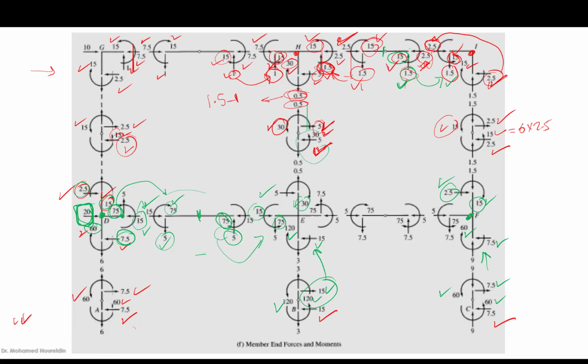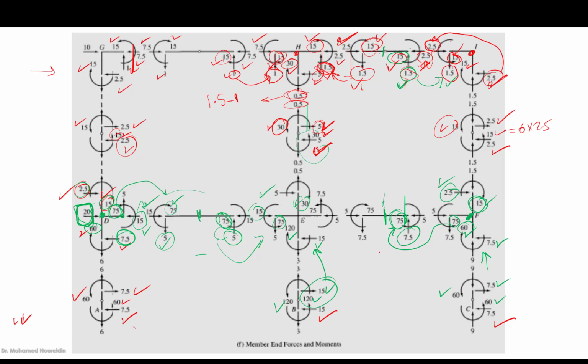We should take the summation of moment here. So we have 60 and we have 15, so this should be 75 moment. The 75 moment is going to be reversed here. From this 75, we take the moment at the internal hinge.